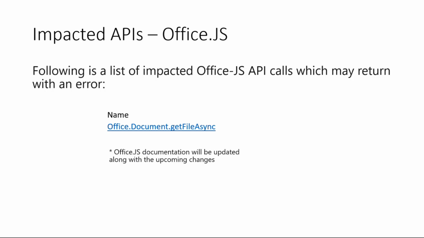And this is the only operation on the PowerPoint Office.js API side, getFileAsync, similar to SaveAs. It allows you to download the file or the document. Note that the current Office.js documentation is not yet updated, but it will be with the upcoming changes.